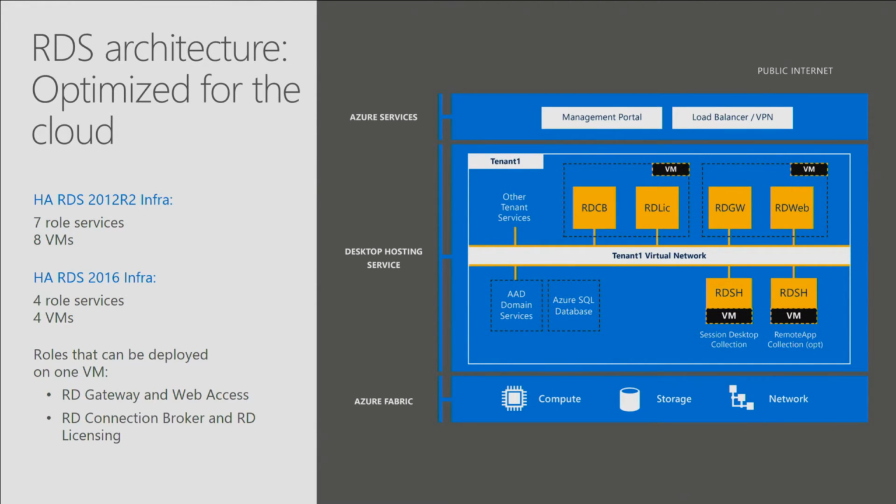Right now, the deployments are based off of 2016 TP5. We'll have those updated to 2016 as soon as they show up in the gallery. But the important thing to note here is, if you've done RDS deployments in the cloud before, it would take you up to 7 roles with 8 VMs, depending on how you configured it. Because of some of the changes that we've made in how we work behind Azure Active Directory Domain Services and App Proxy, you can significantly reduce that down to 4 role services and 4 VMs, and that's highly available. So you can set up a highly available deployment with 4 VMs, and then you can set up as many session host servers as your deployment needs.